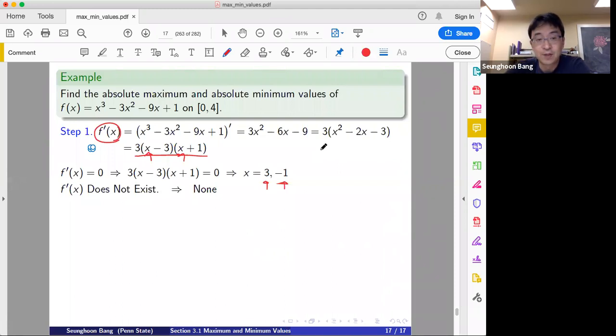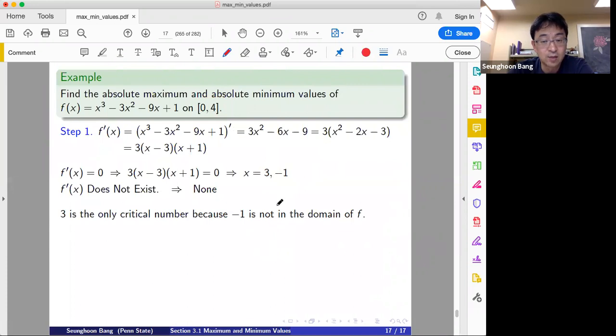Only 3? So let me see. What's the domain? Domain is 0 to 4. This is the domain, so minus 1 is not in the domain. Only choose 3, because minus 1 is not in the domain. Domain is only 0 to 4, only positive numbers, right?